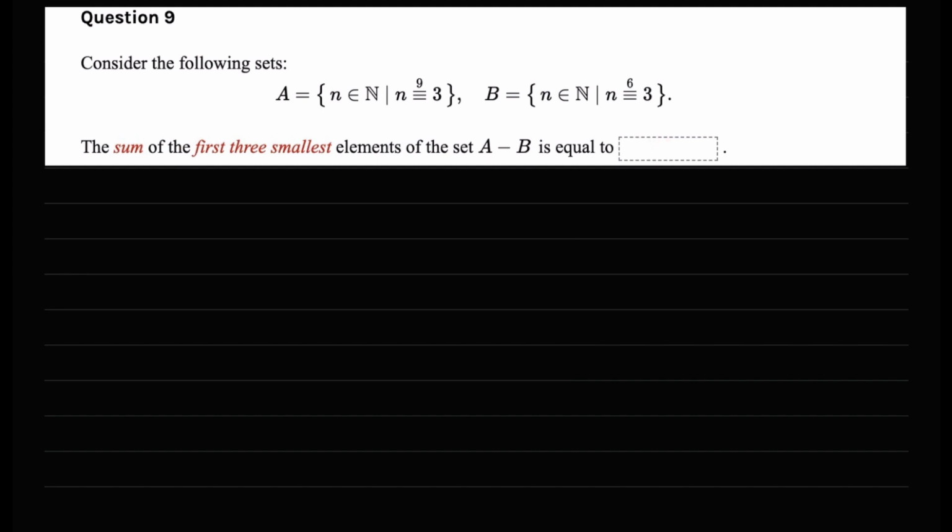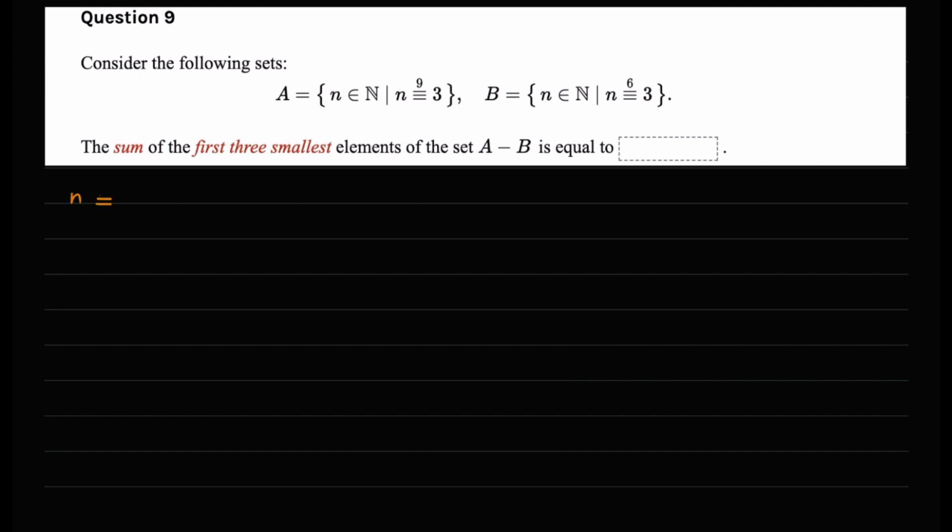So in order to answer this question, I need to have a good feeling about the elements within A and the elements within B, because then I need to find A minus B and then read the first 3 elements of A minus B and add them up to find the sum. Okay, but in order to do that, let me start here.